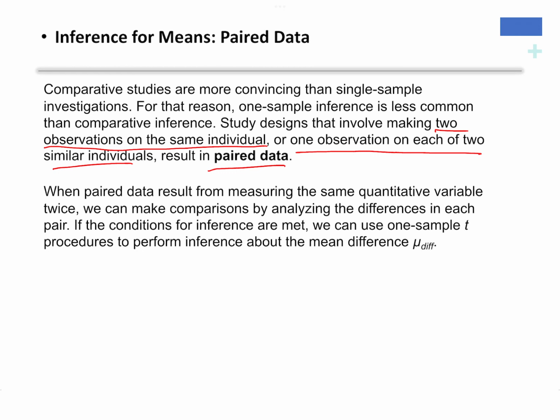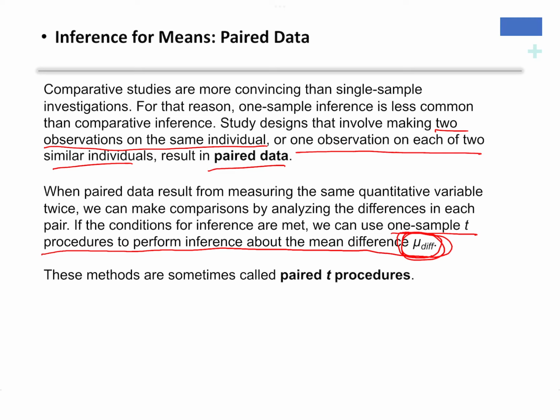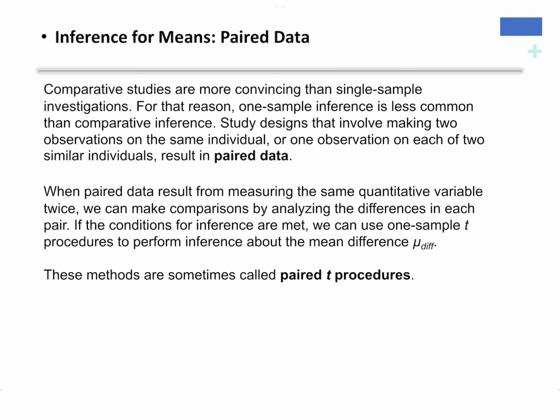So it's going to be measuring a quantitative variable twice. Again, like I said, before and after, like on a diet is a really good one to look at. So when we look at this, we're going to use our same one sample T procedures that we learned in section 11.1 last class. But this time, instead of just a mean, notice here it's a mean diff or mean difference. So when we look through this, they often will call these methods paired T procedures.